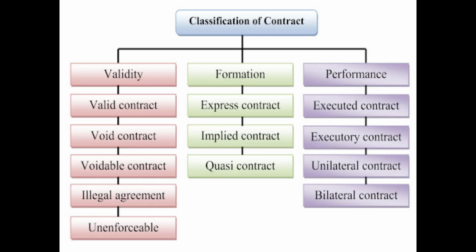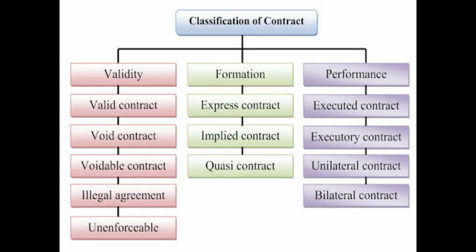The second category, on the formation, is subdivided into express contract, implied and quasi. Express means both the parties express their terms and conditions. But in an implied contract, they do not express anything; they have to understand by the situations. And the last thing, quasi. Quasi means it is a contract created by law. It is not created by the offeror and acceptor. Yes, is it clear? Yes.